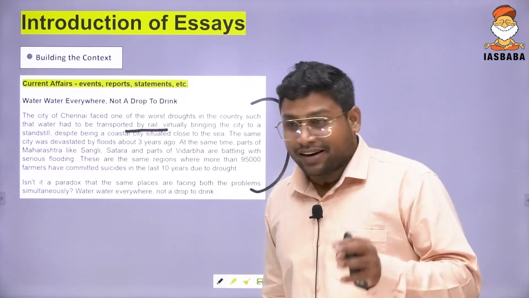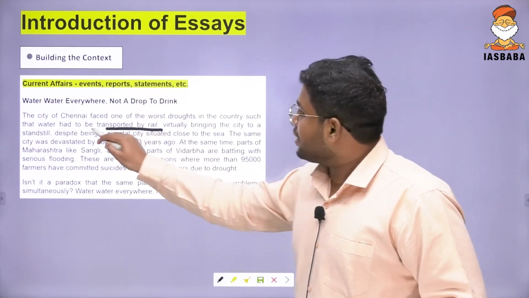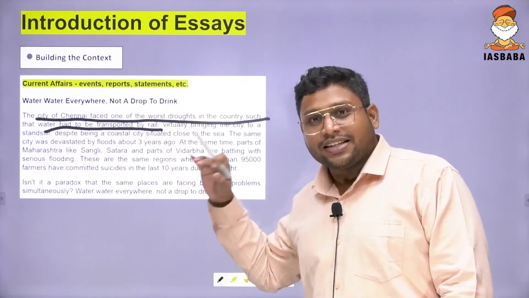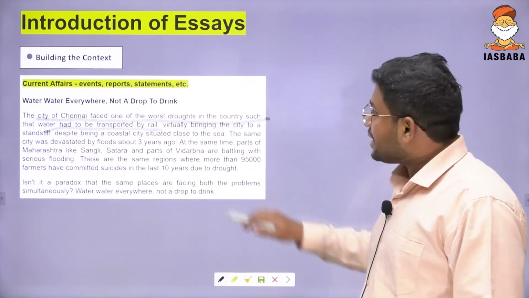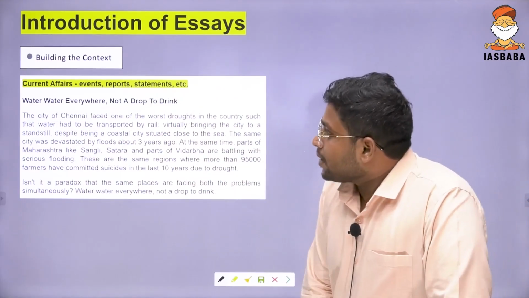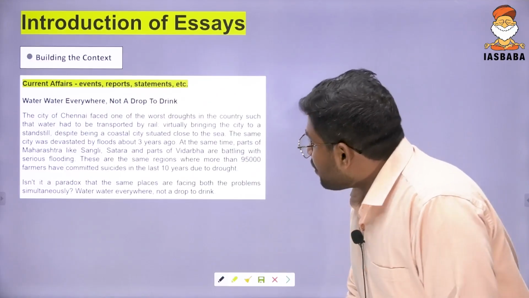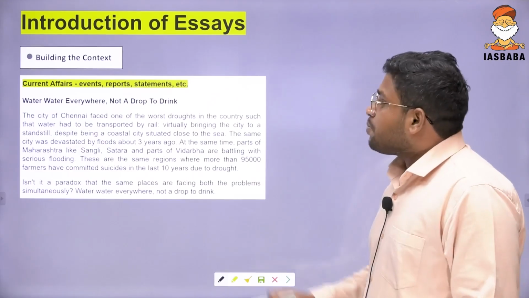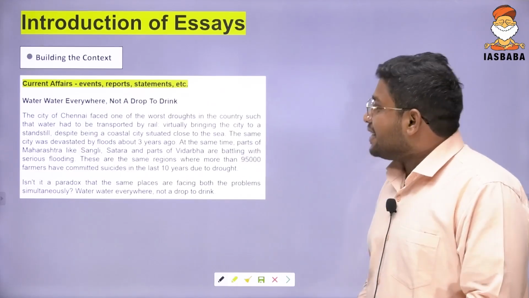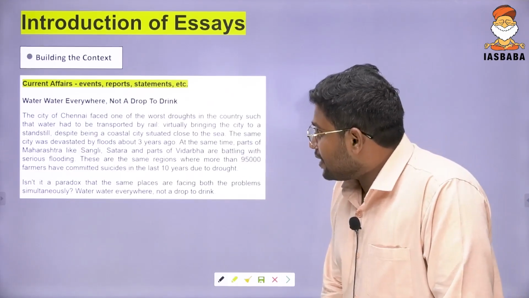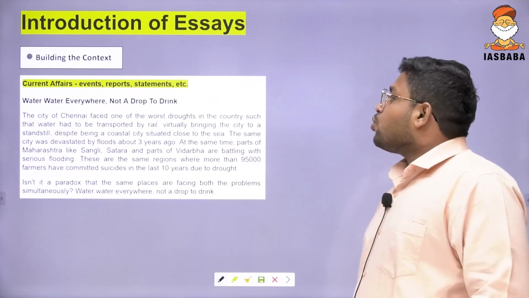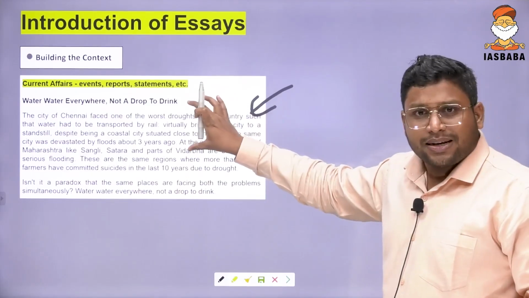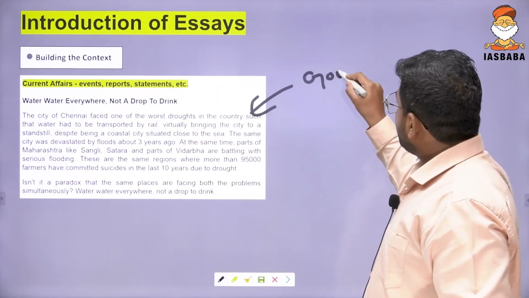Water had to be transported by rail. So, as soon as I have read this much, I've got interested in reading this essay, I'm telling you. I've got interested in reading this essay just by reading this one single line. I repeat, the city of Chennai faced one of the worst droughts in the country, such that water had to be transported by rail, virtually bringing the city to a standstill, despite being a coastal city situated close to the sea.